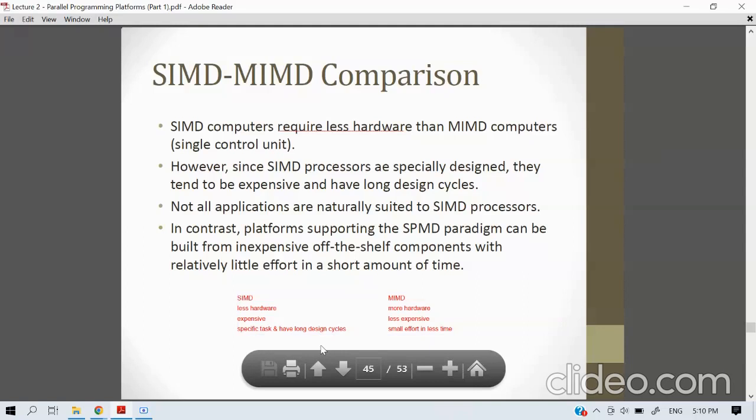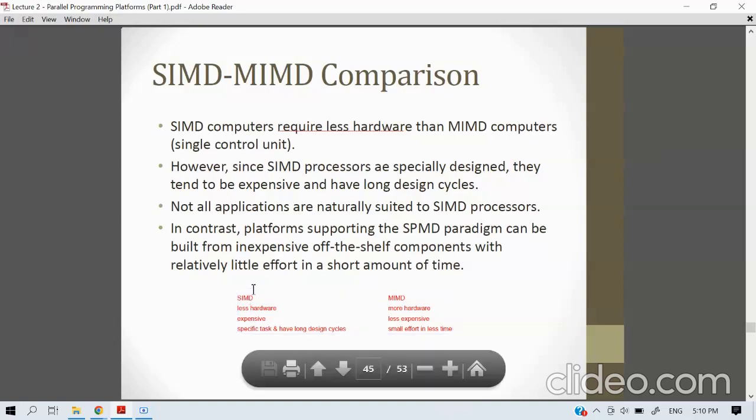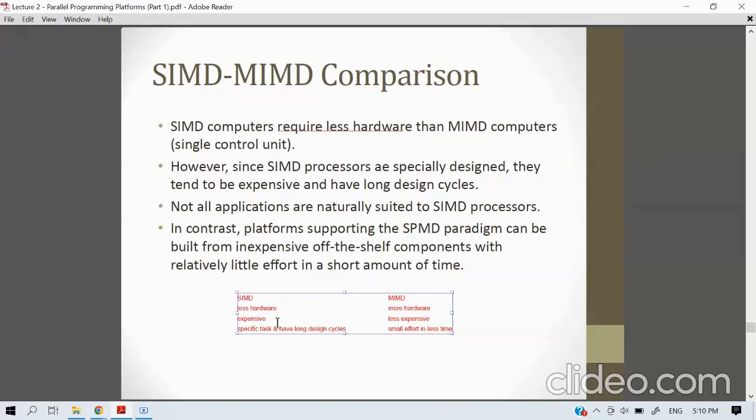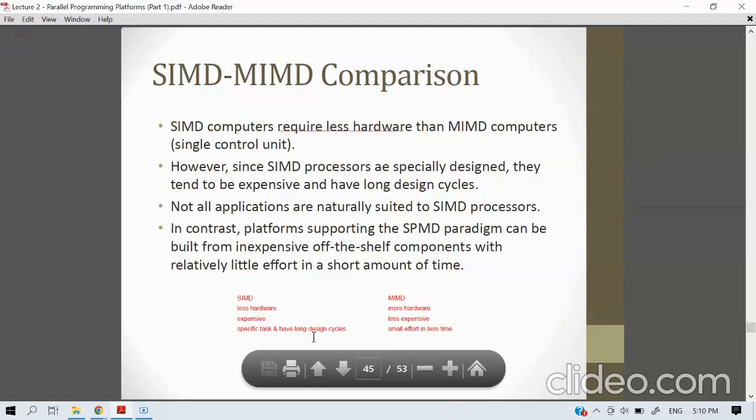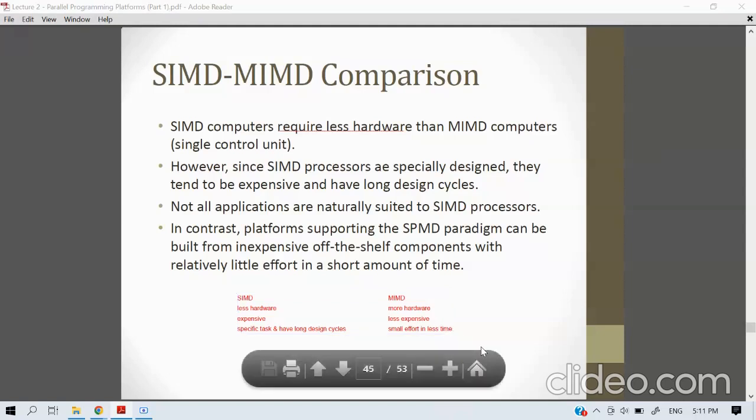As you can see here, I have summarized the weaknesses and the description of SIMD and MIMD. SIMD uses less hardware but is quite expensive, covers specific tasks, and has a long design cycle. However, MIMD requires more hardware but is less expensive because it can just use the existing processors, which can be connected through a network, and it takes small effort in less time because it runs at one time.